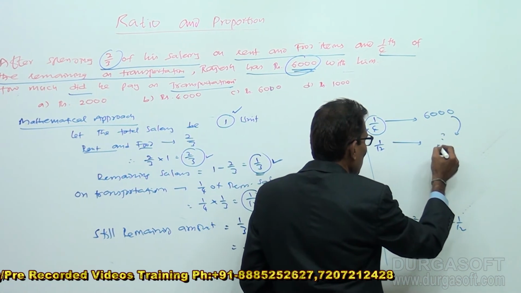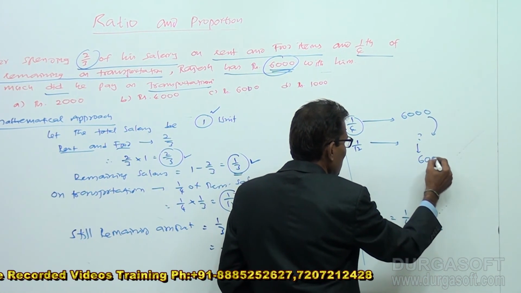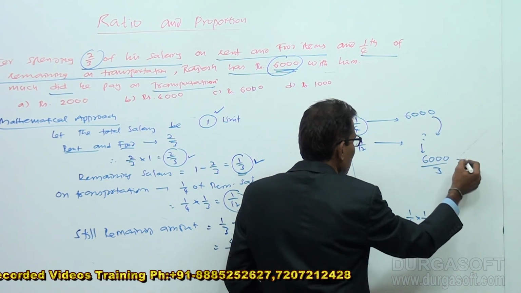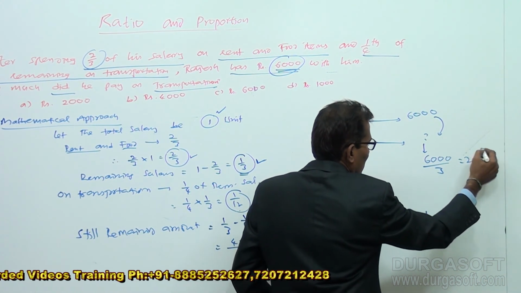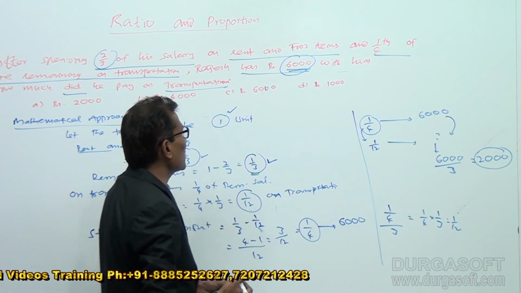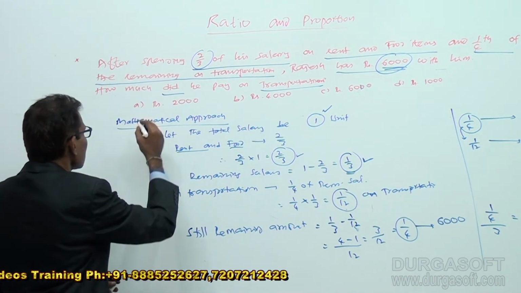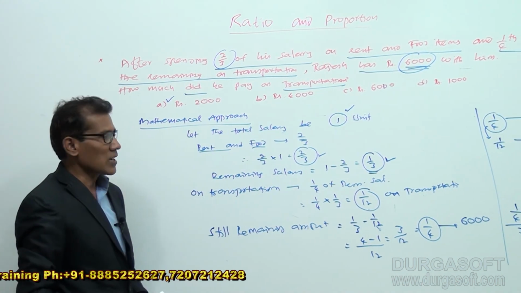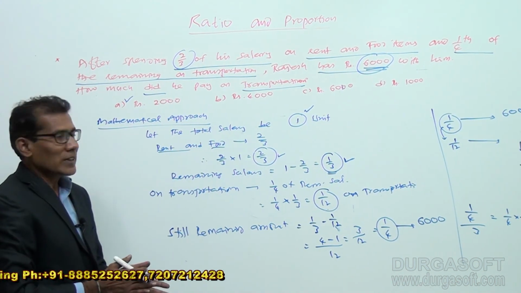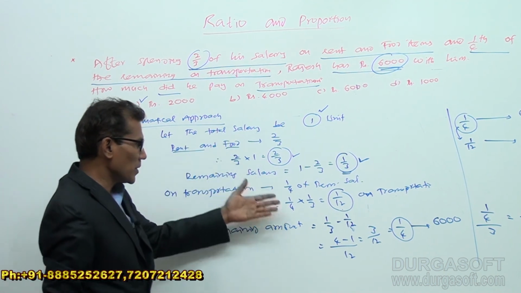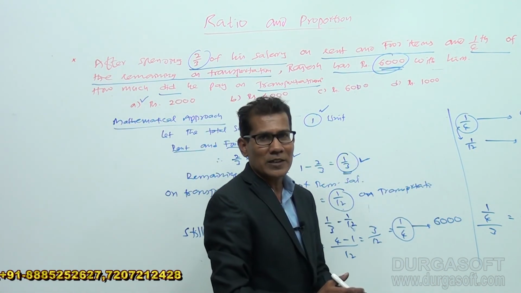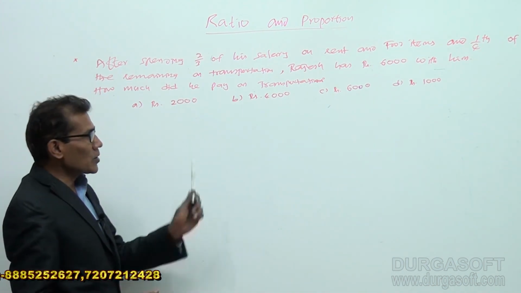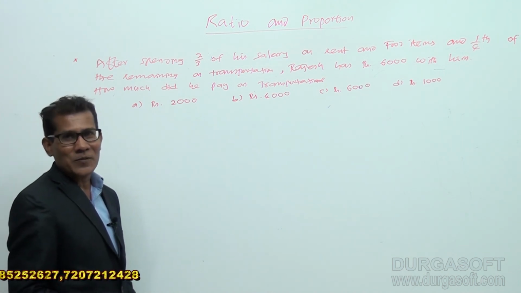So that is going to be our solution, 6,000 divided by 3, which is equal to 2,000. So our answer is going to be 2,000. According to our options, option A is correct. Means he spent 2,000 rupees on the transportation. This is the mathematical approach. See how many calculations are involved with this mathematical approach. We are going to solve the same question with different logic.